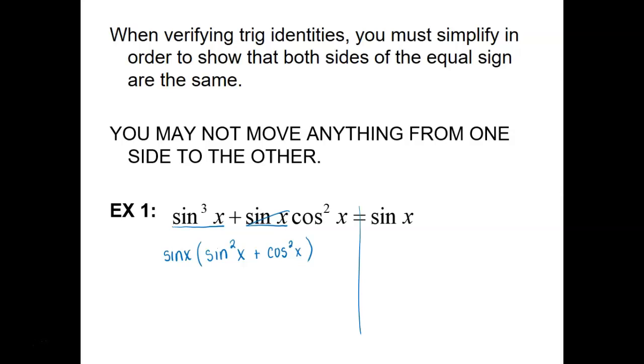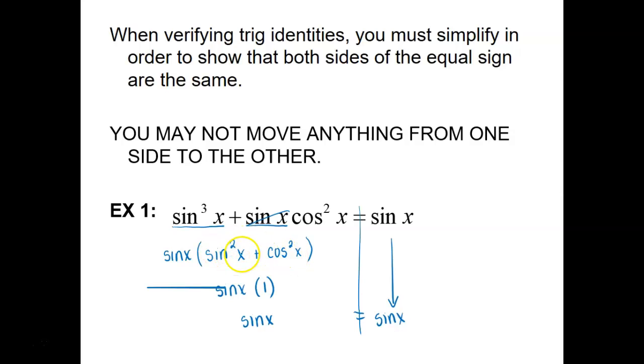And then as you get to know your trig identities more, you should see light bulbs going off everywhere. What is it, Patrick? Sine squared x plus cosine squared x is 1. I do want you to show me where you replace that. So sine x times 1. And then that, of course, equals sine x. And we're just going to bring this side down, sine x. So we can show both sides equal sine x.